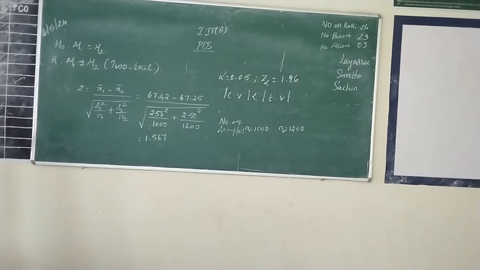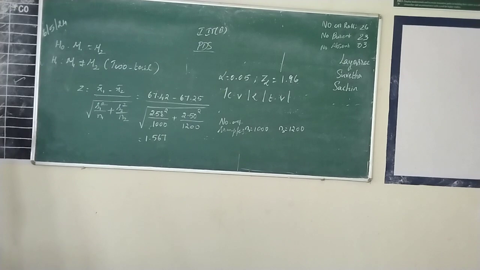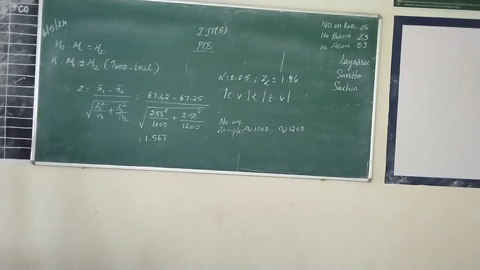Accept H naught. What is the conclusion? Is there a difference or no difference? No difference, because we are accepting mu1 equal to mu2. So hence there is no significant difference between the mean heights.